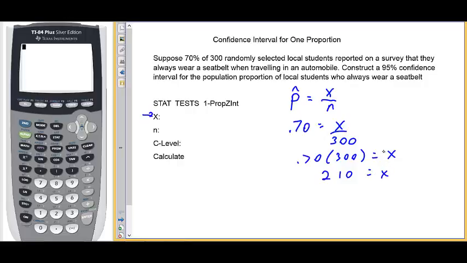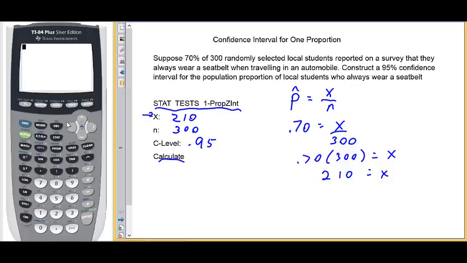So when I go over to the calculator, under stat tests, I'm going to pull up the one proportion z interval, and the calculator just needs to know the number of students who said they always wear a seatbelt. That's 210. It needs to know the sample size, 300. And in decimal form, it needs to know the confidence level that you'd like for your confidence interval. And then we'll just hit calculate.